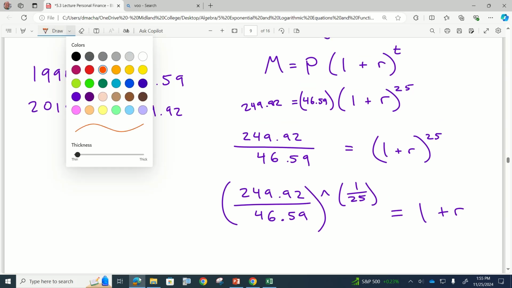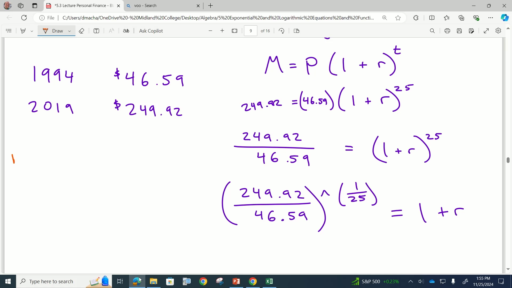And so if I want a nice formula for r, if I want to calculate my interest rate r in my calculator, I would do this. I would type in open parentheses $249.92 divided by $46.59, close parentheses, raised to the power 1 divided by 25, close parentheses, minus 1. Let me tell me what that number is.